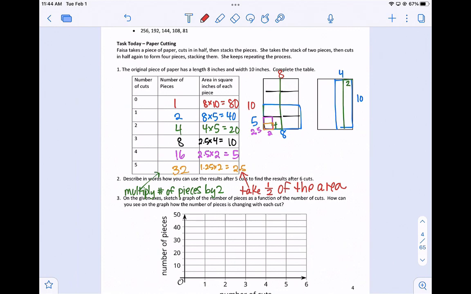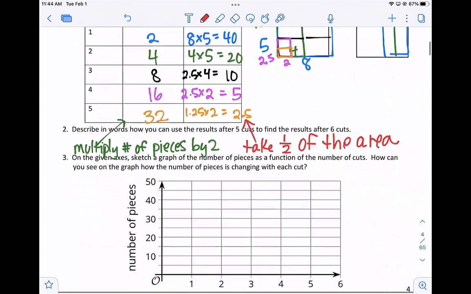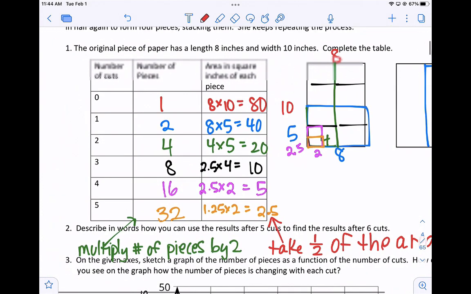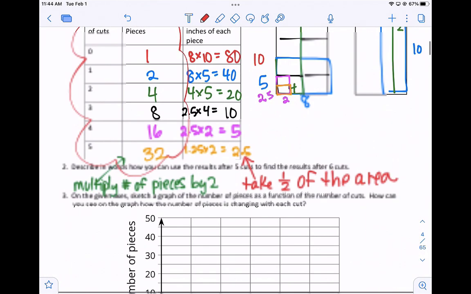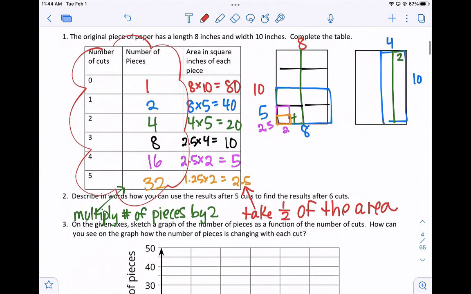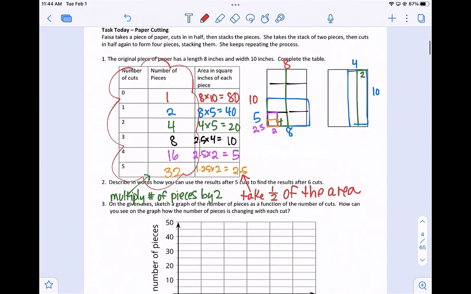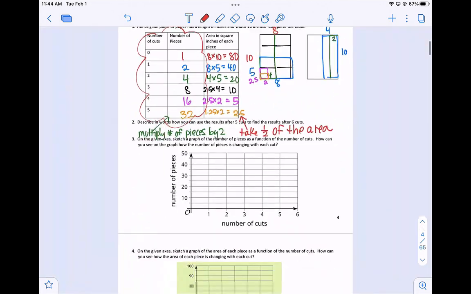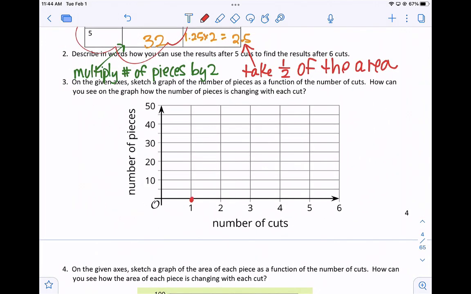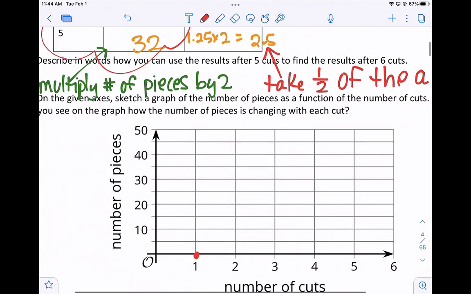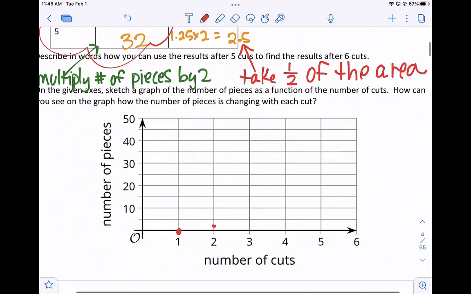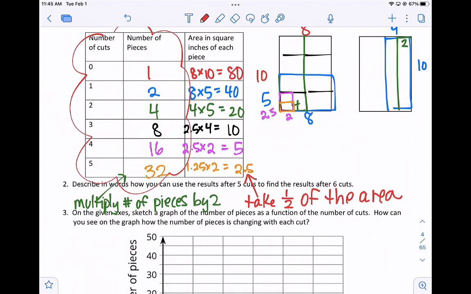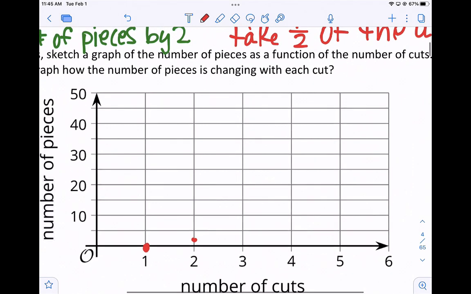Okay, so this is number of cuts, which we don't have a table for. Oh, but it's right here. Oh, okay, number of pieces, number of cuts. So we're looking at these 2 parts of the table, which is funny because usually we put the x, the independent variable, first, and they're kind of reversing it. Okay, so when there's 1 cut, there's 0 pieces. When there's 2 cuts, there's 1 piece. When there's 4 cuts, there's 2 pieces. Okay, so 2, 1, 4, 2.